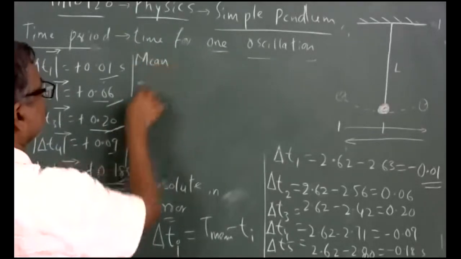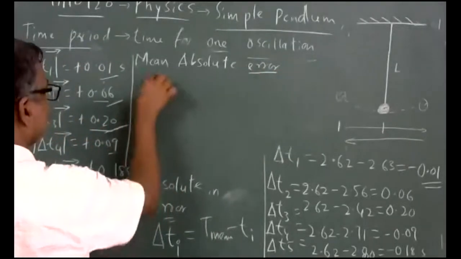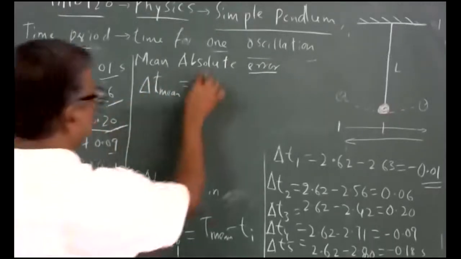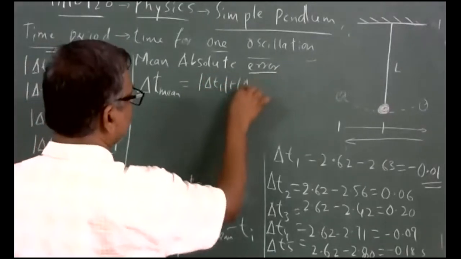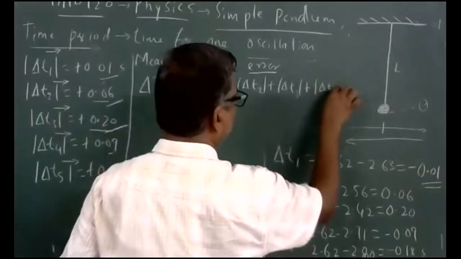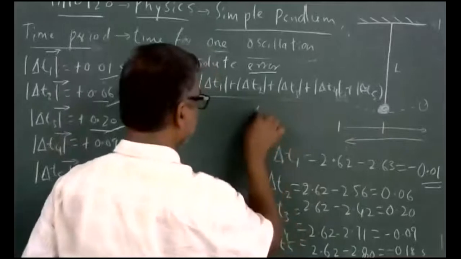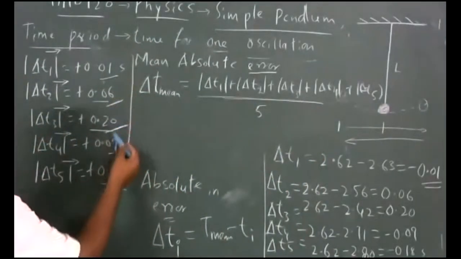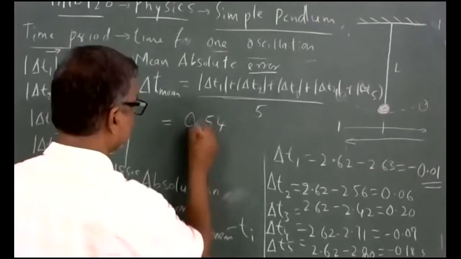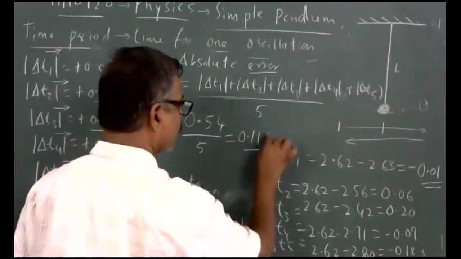Mean absolute error formula, delta T mean. When you write delta T mean, whether small t or capital T, there is no big issue. Add all these: delta T1 plus delta T2 plus delta T3 plus delta T4 plus delta T5, and divide by 5. You have 1, 6, 7, 27, 27, and 9, 36, 36, 54. I can write it as 0.54 by 5. When you do the simplification, you will end up with 0.108. I can round it off and write it in seconds.